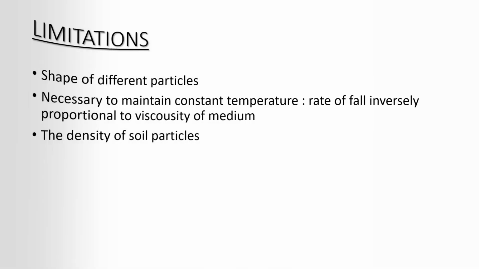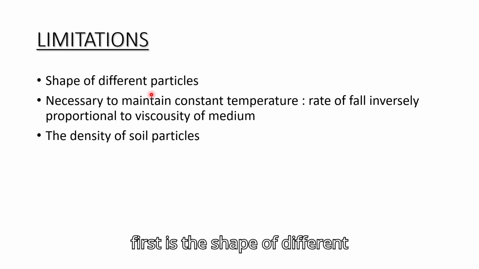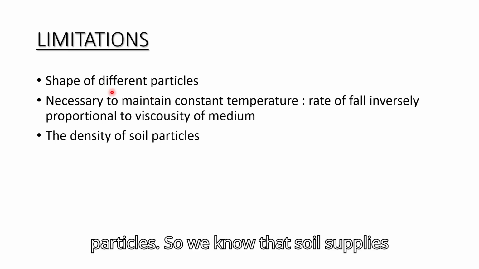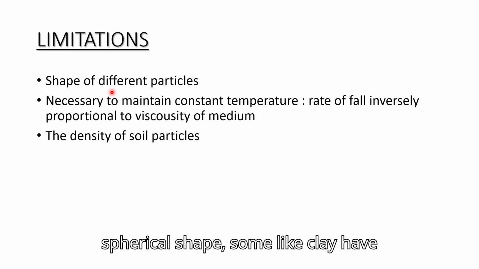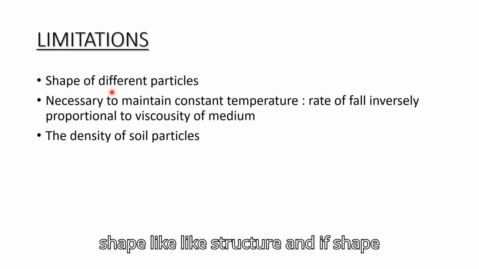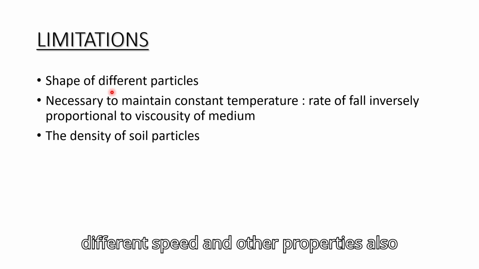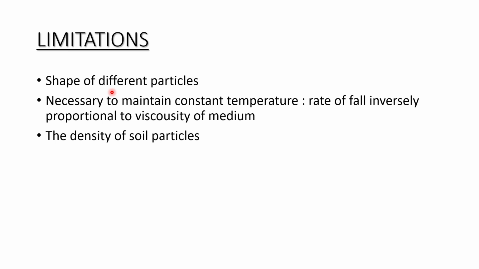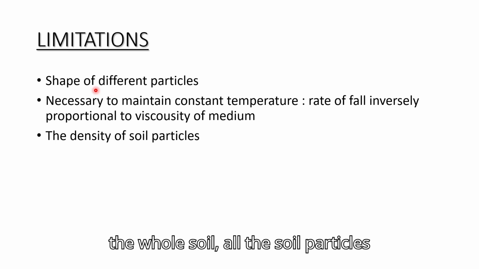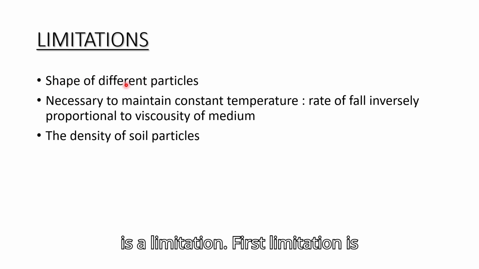Okay, then we can see some limitations. So first is the shape of different particles. We know that soil particles have different shapes. Some have a spherical shape, and some, like clay, have a platy shape, a plate-like structure. If the shape is different, then they will flow with a different speed, and other properties also become different. So while we consider the whole soil, all the soil particles will not follow this Stokes law. So that is a limitation. The first limitation is the shape of different particles.